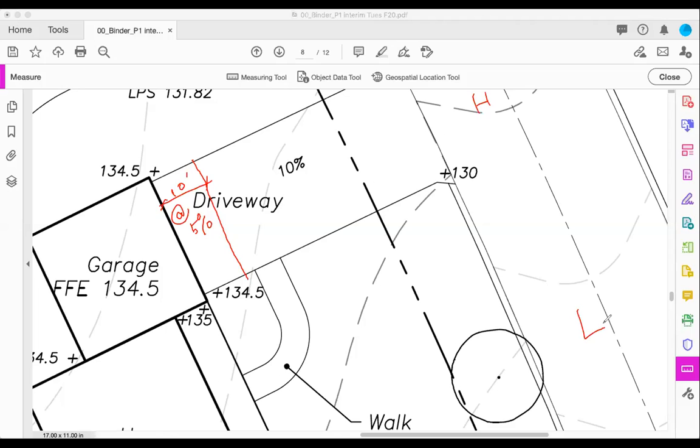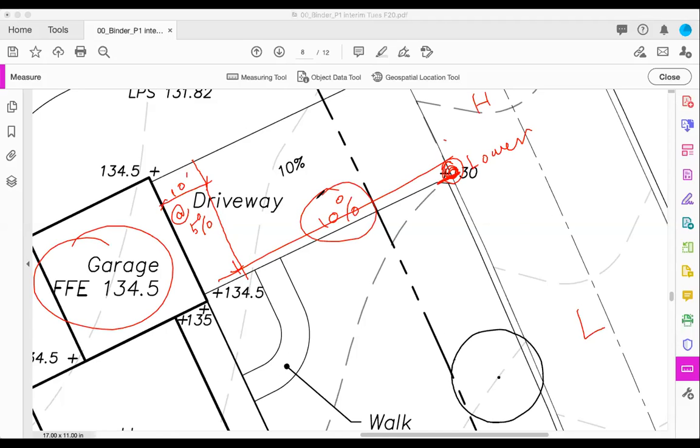Did I get it right? I think so. Yes. So if this is the high side, this will be the lower point, so that will be the steeper side, right? Basically you would calculate that spot first, and use 10% to see whether your garage FFE would be exceeding 10%. I don't think you're exceeding, but it's good to double check.